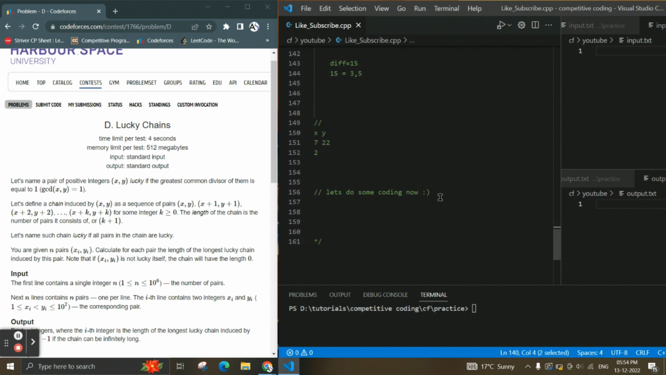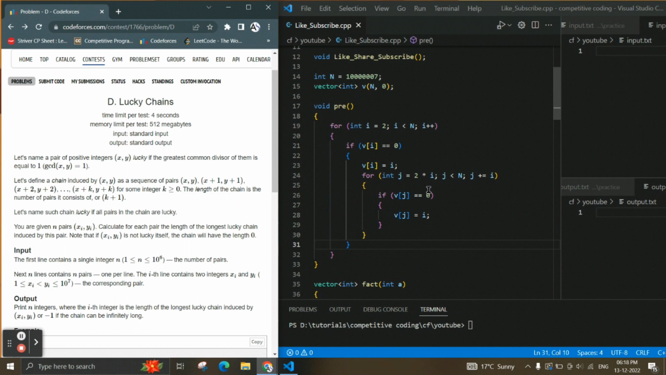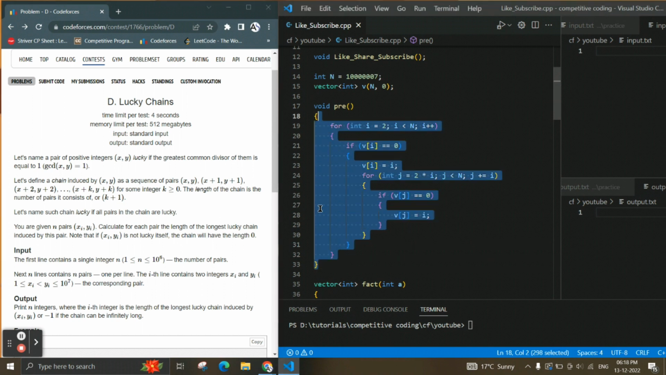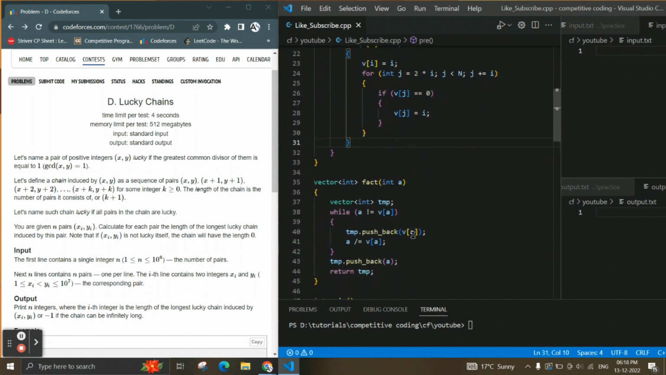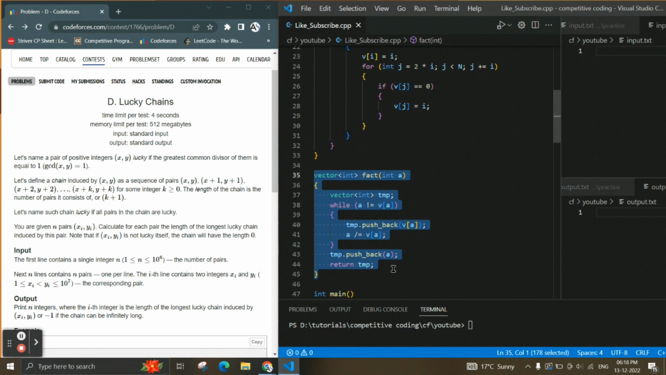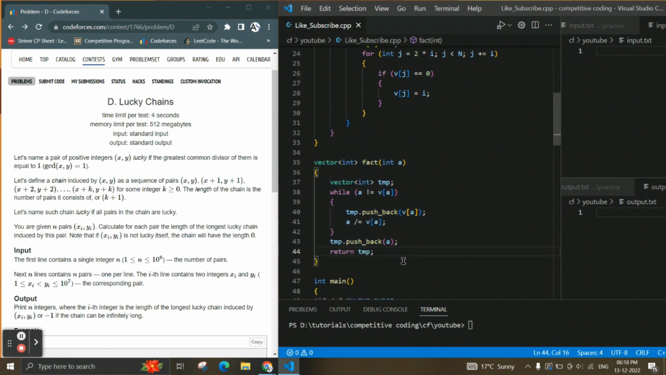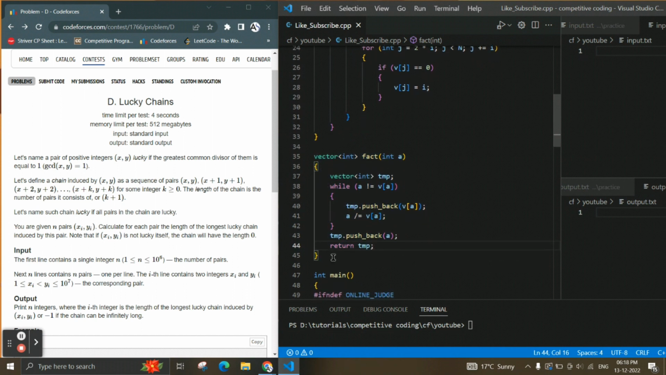So let's do some coding now. I have already written the functions which will return the prime factors of a number in log n time complexity. In this function I compute the first prime factor of a number. Then this function will compute all the prime factors of a number, store them in the temp vector, and return the temp vector. So the time complexity of calculating the factors of a number is log n.